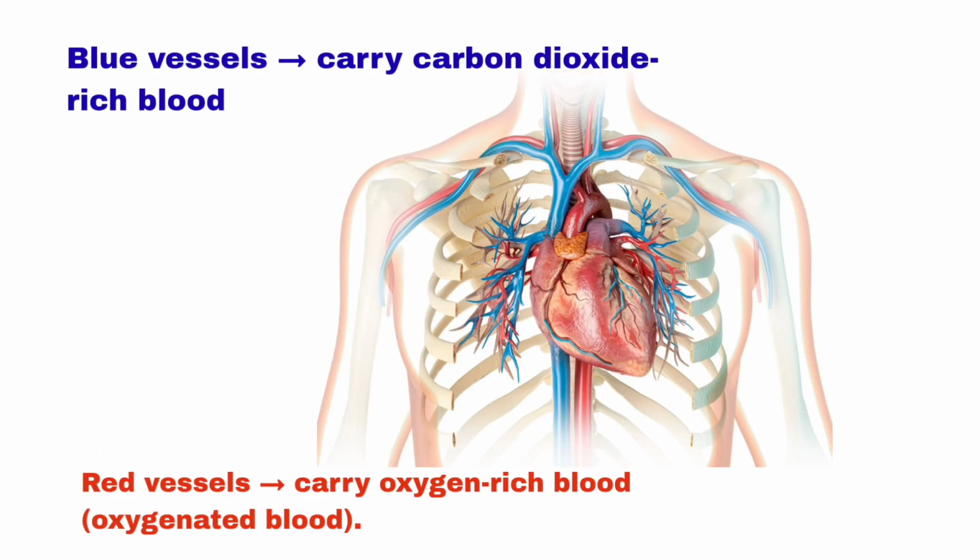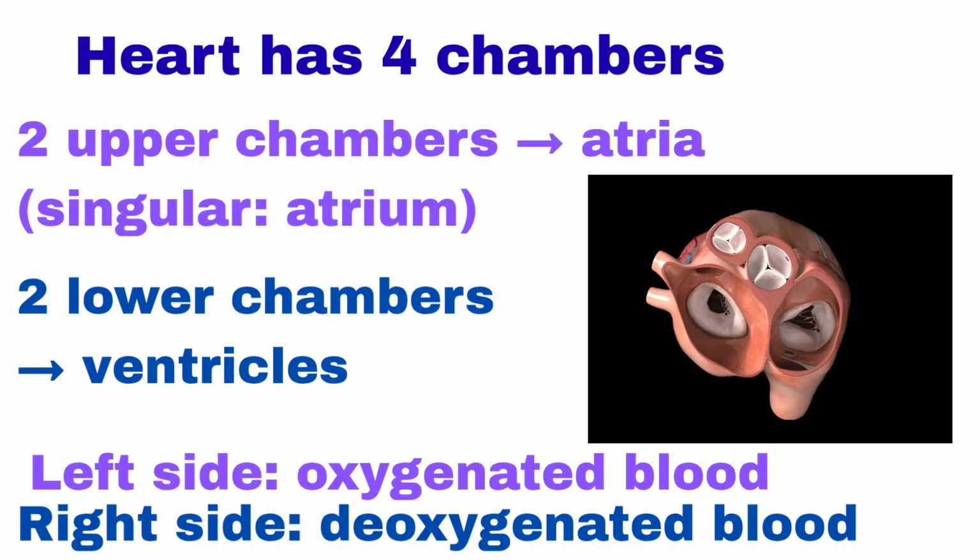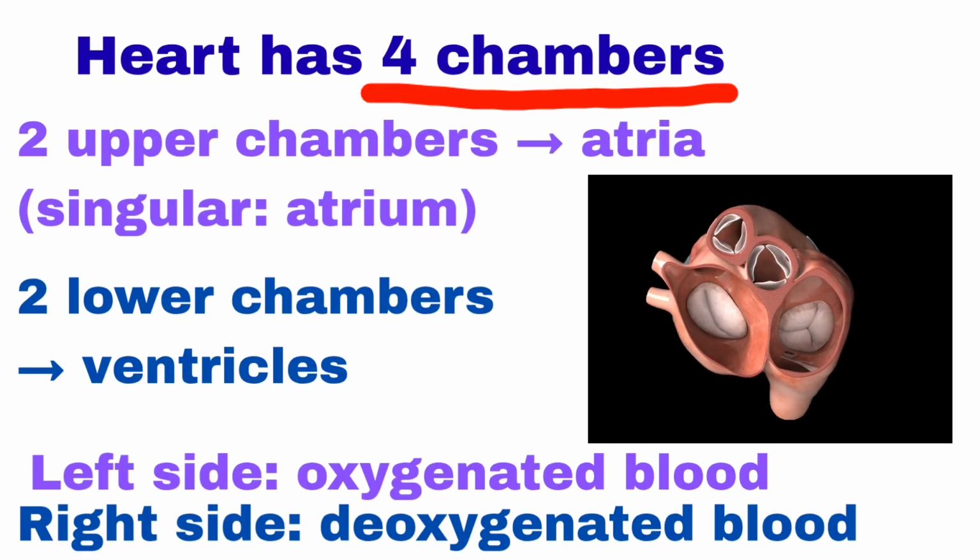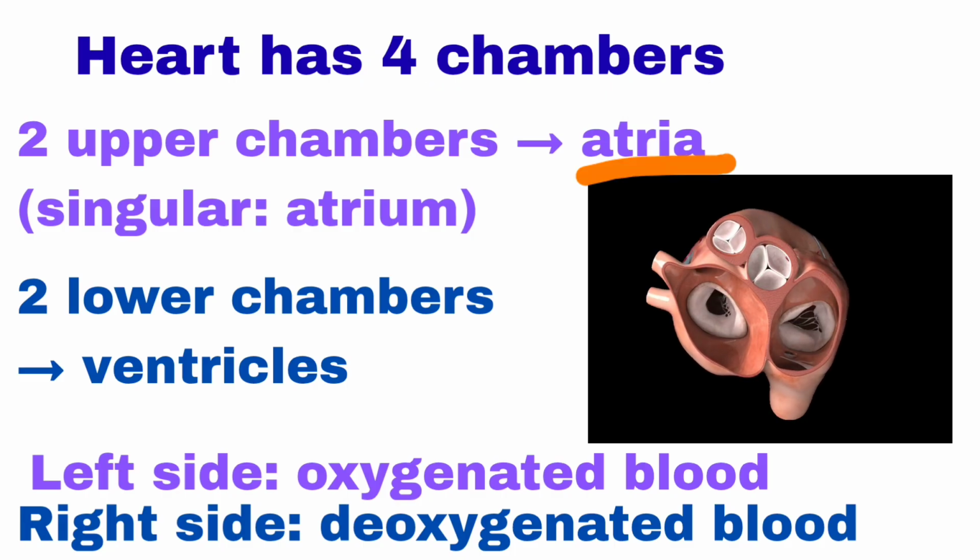In this image, the blue blood vessels represent carbon dioxide rich blood which needs to be sent to the lungs for purification, and the red blood vessels represent oxygen rich blood which is pumped from the heart to all parts of the body. The heart is divided into four chambers. The two upper chambers are called atria and the two lower chambers are called ventricles.